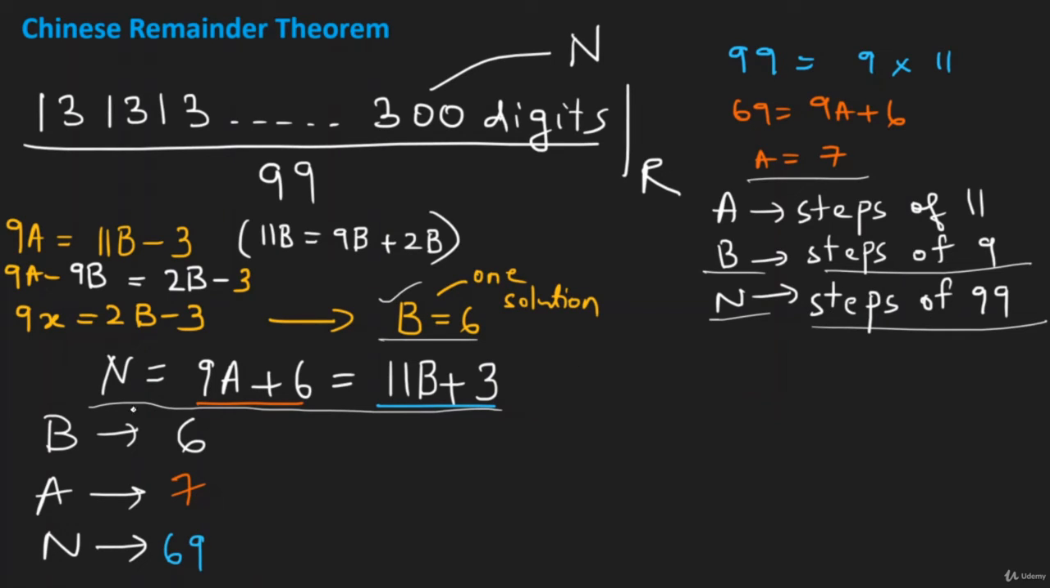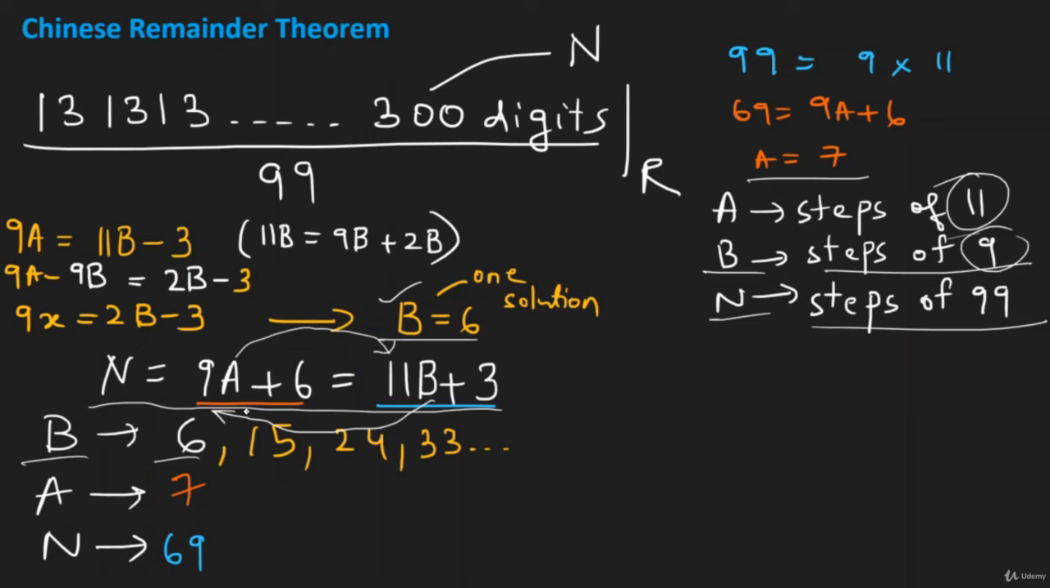So what do we mean with that? If you want the next solution of b, you have already 6. The next one would be 6 plus 9, that's 15. And the next one would be 15 plus 9, that's 24. So these are some of the solutions of this equation. Now at b is equal to 15, you will get a different a and n. And over here you can see a moves in steps of 11. You can see that 11 is the coefficient of b. So a moves in steps of 11 and b moves in steps of 9, which is the coefficient of a.